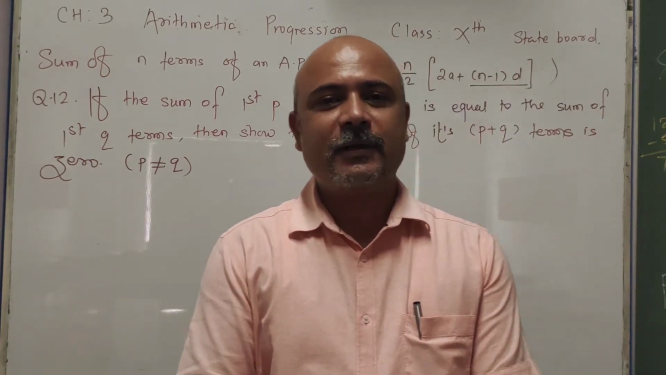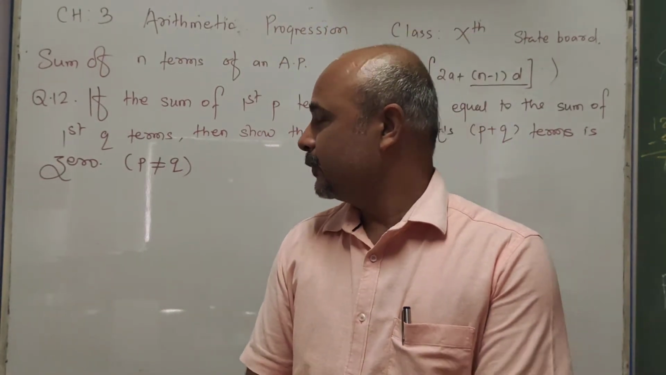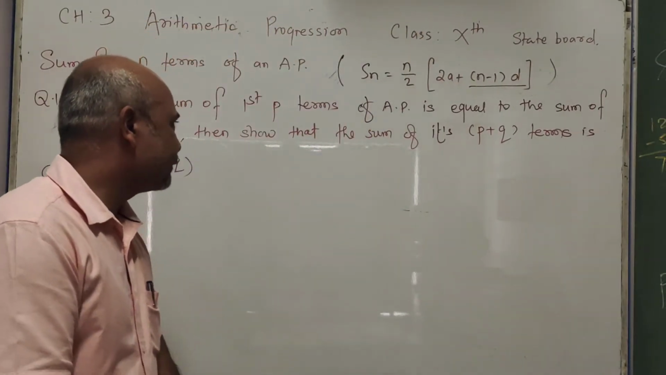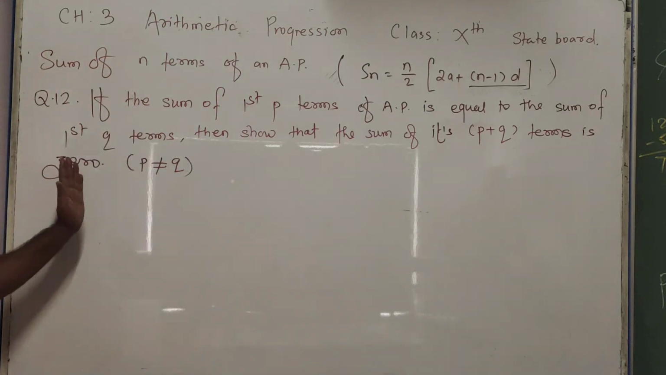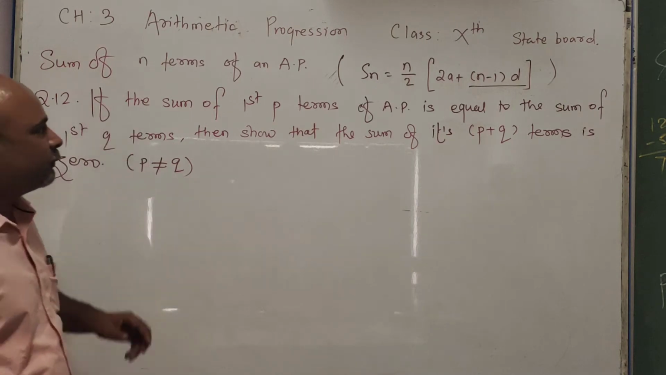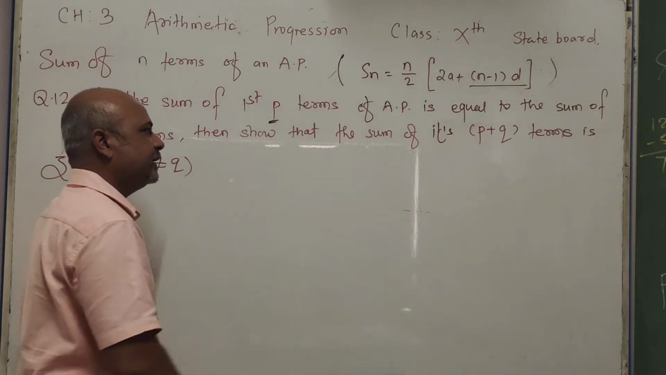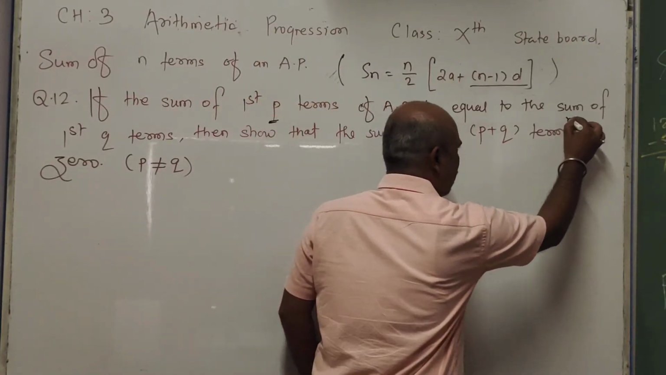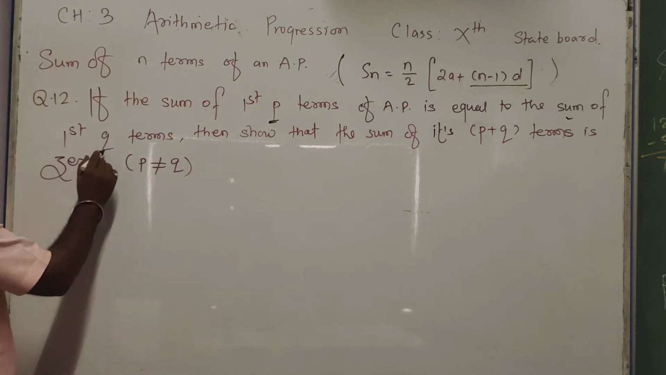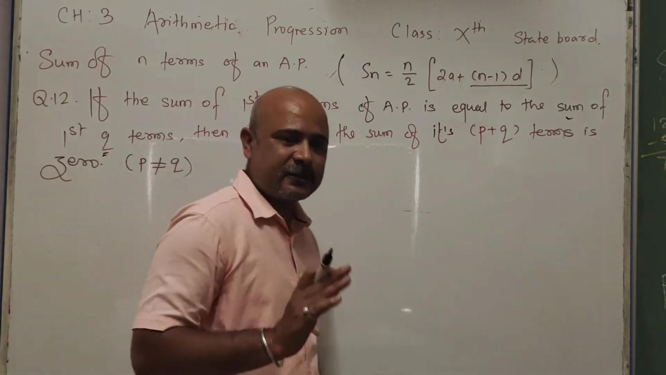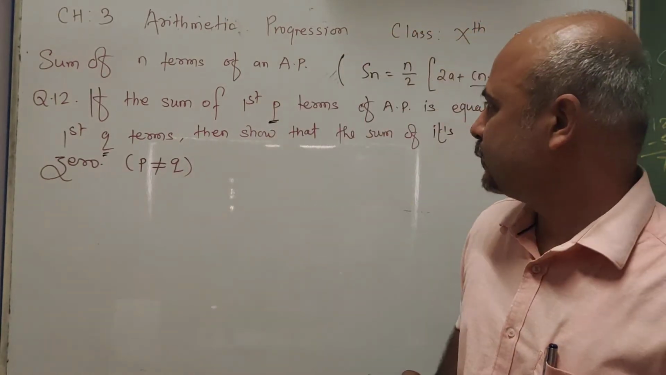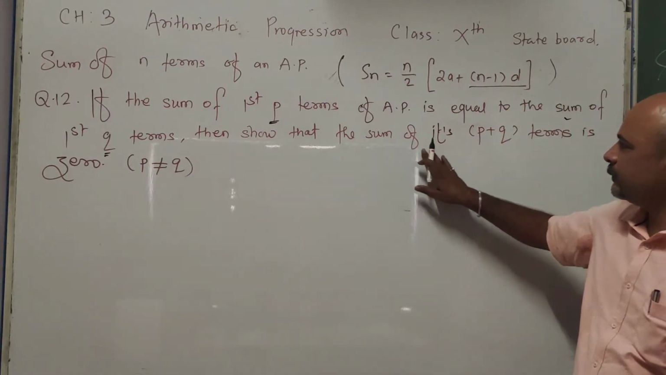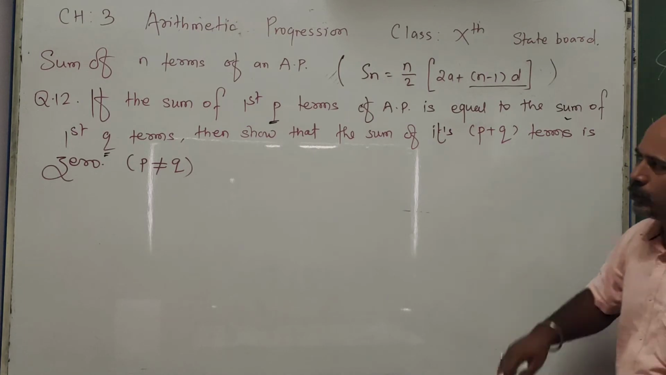I am Ranjit sir. Today, students, we are going to see question number 12 of chapter 3, that is arithmetic progression. In this question we are going to show that if the sum of first p terms of an arithmetic progression is equal to the sum of first q terms, then the sum of its p plus q terms is 0.